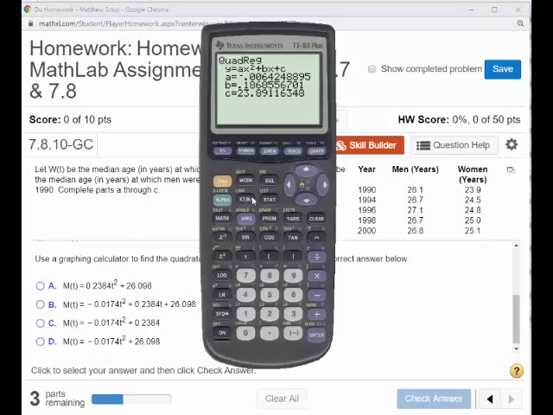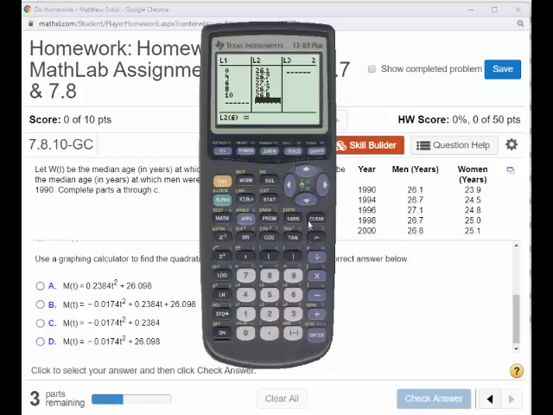So you're going to go back in your equation. You're going to hit stat, and under number 1, you're going to edit the list. You're going to clear out L2, because you now want to put in the median age for men, which is 26.1, 26.7, 27.1, and then it goes down to 26.7, and then 26.8.